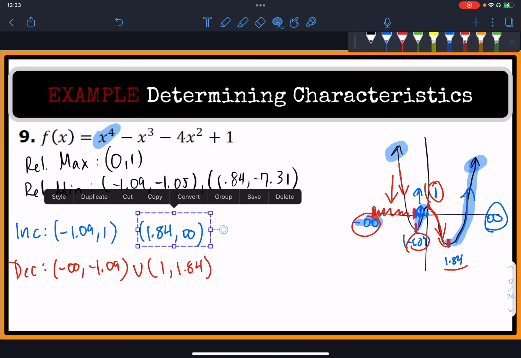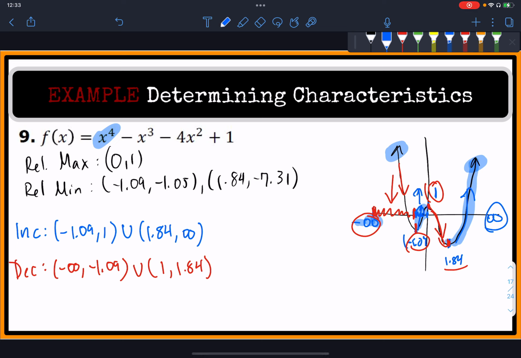And here I just need to put a union symbol, because there are two intervals in which the function is decreasing. So we're increasing from negative 1.09 to 1, and from 1.84 all the way to infinity. And we're decreasing in these two sections: from negative infinity to negative 1.09, and from 1 to 1.84.